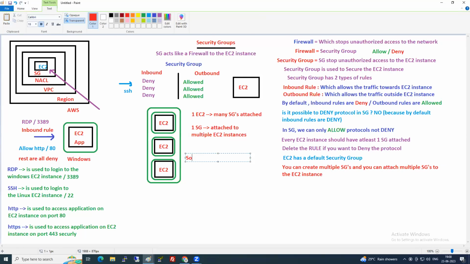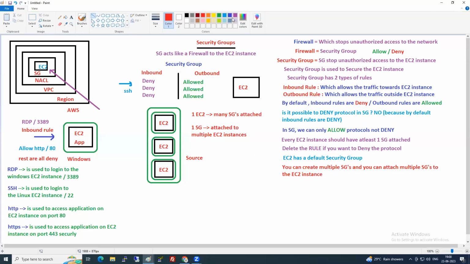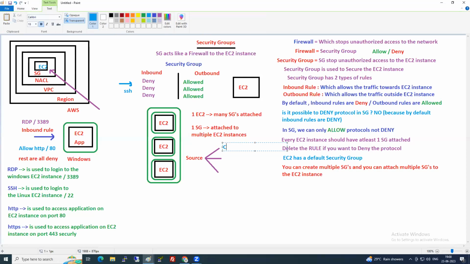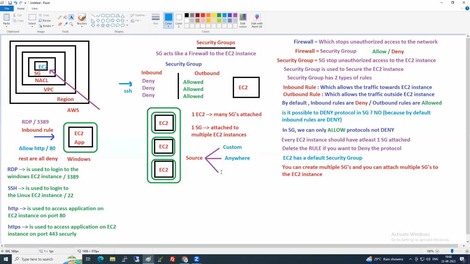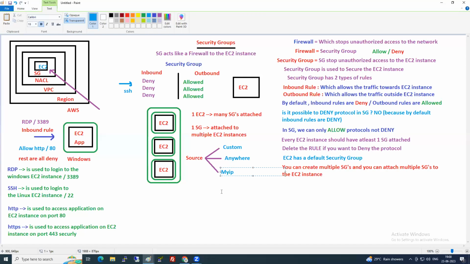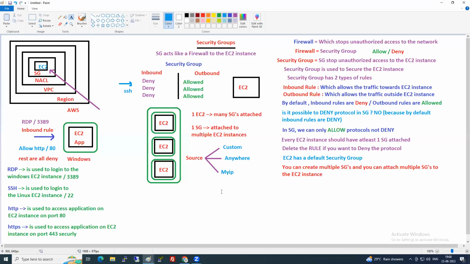Okay, one question for you. And by the way, I'll write the source. How many source types are there? 3 types. What are those? Custom, anywhere, my IP. Now tell me, in our course, which one should we be using? My IP only, because you want to secure it yourself. So you are practicing something. Will you enable it for everyone? No, you'll go with only my IP.